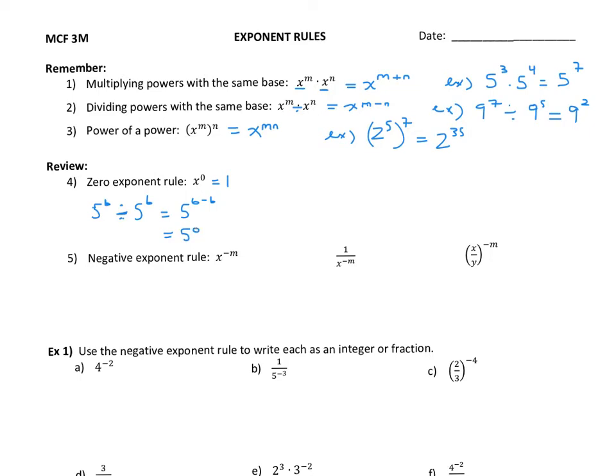But let's just consider that for a second. If we have 5 to the 6 and we divide it by itself, 5 to the 6, any number divided by itself is going to be a 1. So any number divided by itself equals 1. So then we can conclude that, therefore, 5 to the 0 has to equal 1. So I've just added that in, but any number divided by itself is equal to 1.